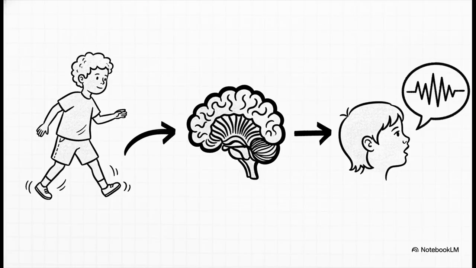Here's another great example of how one finding leads you to the next. Remember that ataxic or drunk-like walk we talked about? Well, if you see that, your next move should be to listen to their speech. You're listening for a very specific staccato, choppy pattern. Finding that just reinforces your suspicion that the problem is probably coming from the cerebellum.